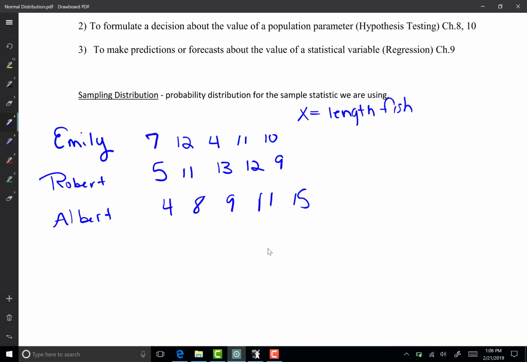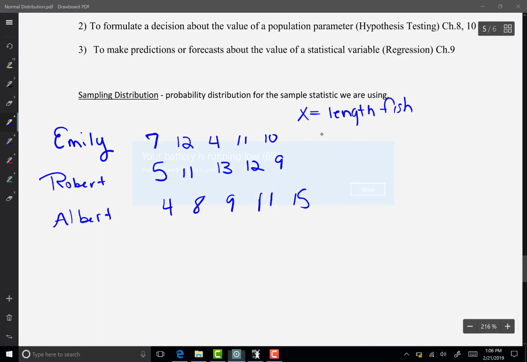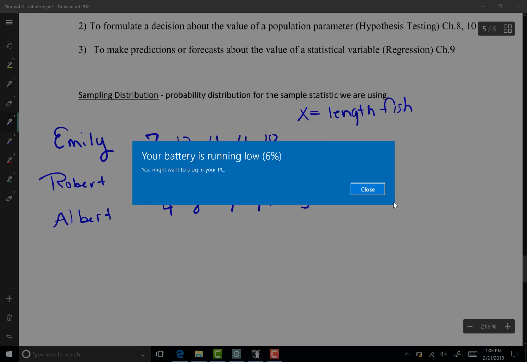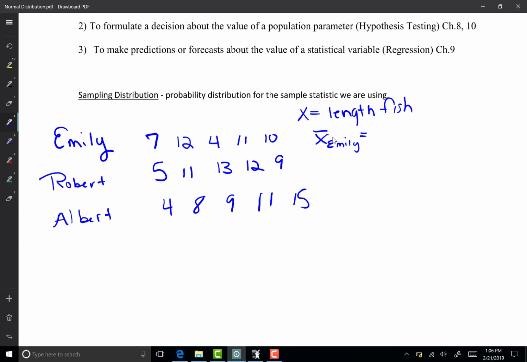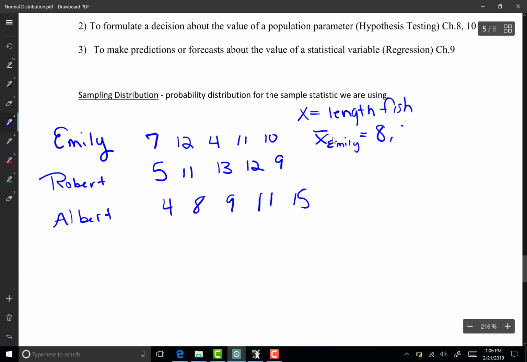Let's say I ask these students to calculate the average length of fish that you caught. So we can calculate X bar, which is the average length that Emily catches, right? So Emily, how would you do that? You would add up the lengths of your 5 fish and divide by 5, or use your calculator. Let's say Emily gets the average length of 8.8 inches.